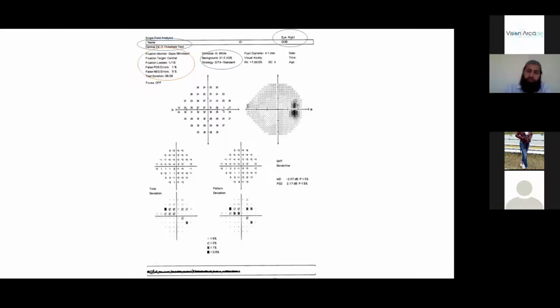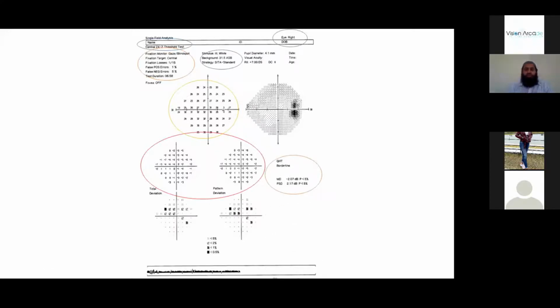Then you have certain numbers which talk about the sensitivity of our patient compared to the normal population. This is the deviation from the normal population. So on the left side, you've got total deviation, and on the right side, you've got pattern deviation. These two are very important to understand and appreciate how they differ from each other. I'll go through that in a bit more detail later on. At the moment, let's move on to this.